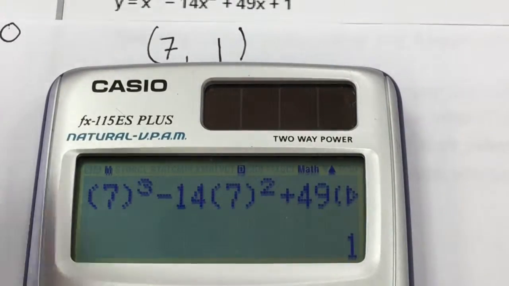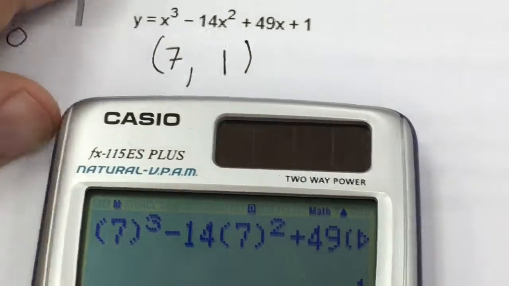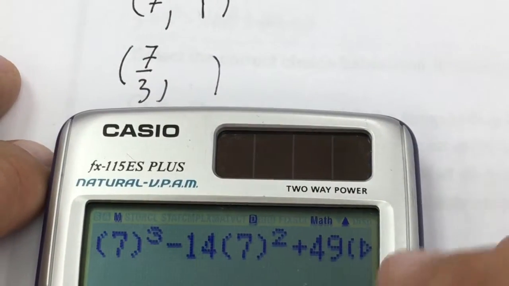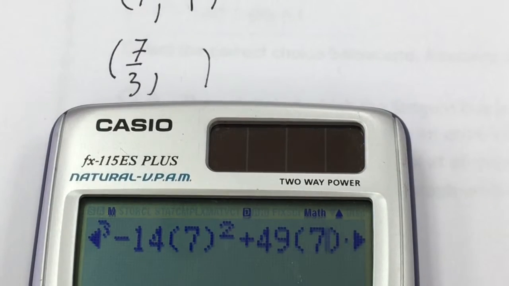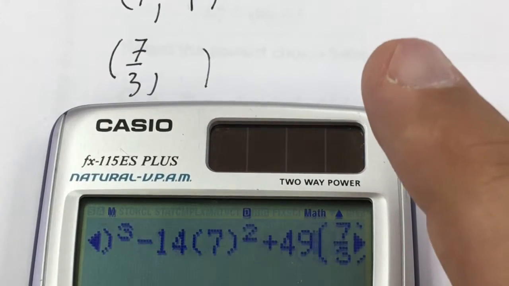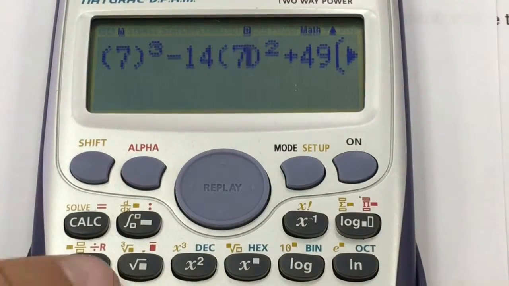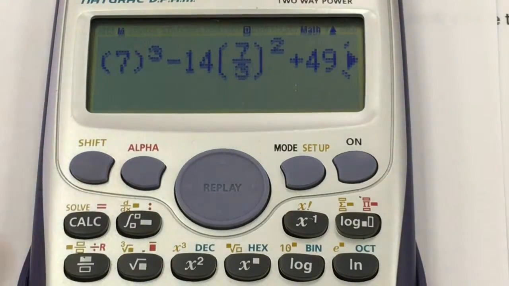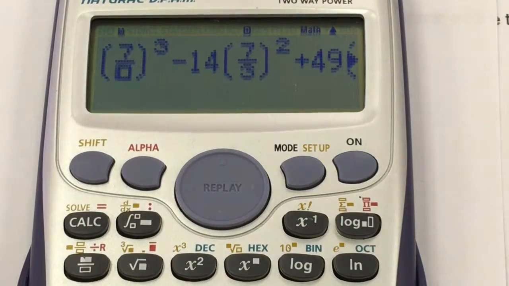Now I need the other y value. I have to go back and plug in 7/3 wherever there's an x. This calculator is pretty convenient. Instead of clearing it out, I'm just going to back arrow into the problem. Right there, I'm going to hit this fraction button and put the 3 there. All I did is get it right behind the 7, then hit this fraction button, and put the 3 on the bottom. Back arrow, pretty convenient.